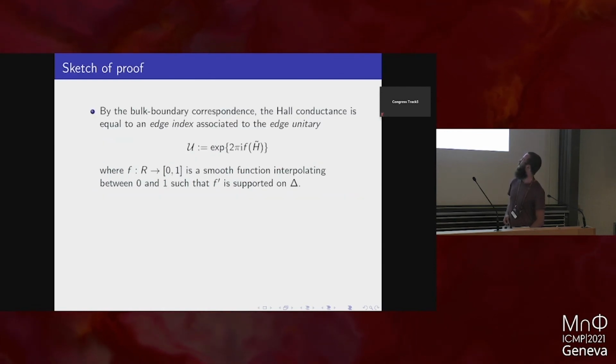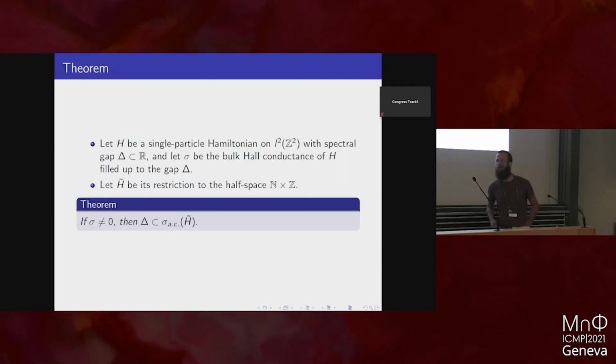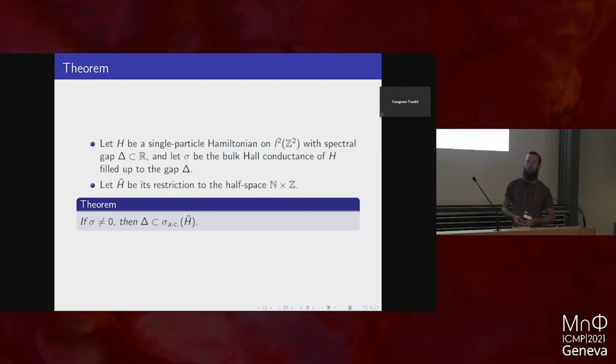Oh, yeah, let me show the theorem to end. So this is for non-periodic systems. This does work for non-periodic systems, yes. Well, for periodic systems, it's almost trivial, because you use the Bloch transform. If you have periodicity along the edge, you use the Bloch transform. And the only way not to have absolutely continuous spectrum is if everything collapses to a point or something, but that's highly non-generic.